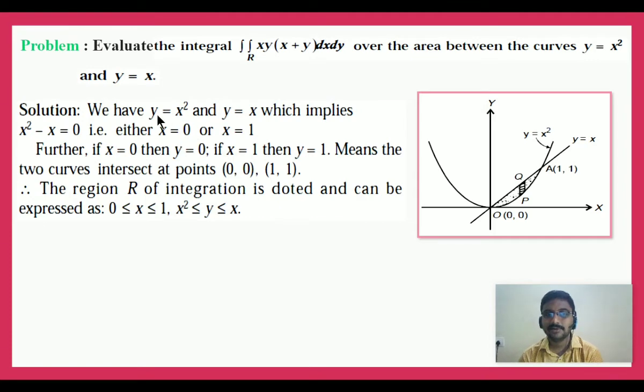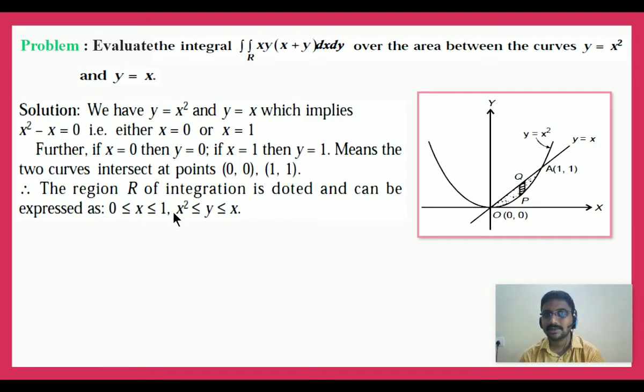While x equal to 0, we will have y is 0 square, that is y equal to 0. While x equal to 1, we will have y equal to 1. So the intersecting points are 0, 0 and 1, 1. These are the intersecting points. So thus the region R is noted and can be expressed as x varies from 0 to 1, because the left ordinate will give the lower limit of x and the right ordinate will give the upper limit of x. Thus we will have the lower limit as 0 and the upper limit as 1.